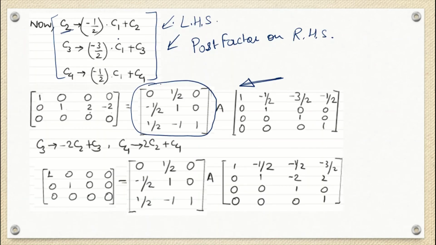C2 is minus C1 by 2 plus C2. So I will be getting here minus 1 by 2. Similarly, I have to perform on each and every element on this column. So I have got the new values which are here. Similarly, this C3 transformation is done here. Similarly, this C4 transformation is done here. So finally, we have got this arrangement of numbers.